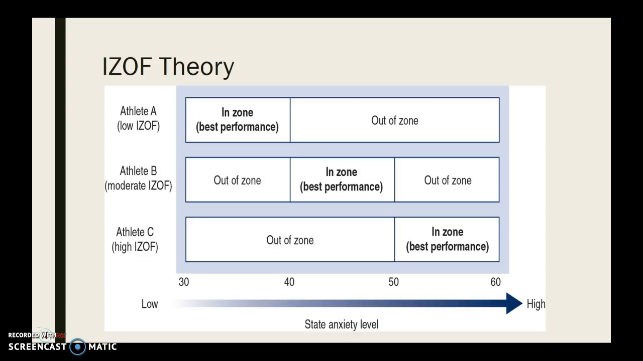And one example of a strategy for cognitive is the use of visualization. This is a process of making a mental image of what the athlete wants to happen or to feel, such as scoring a goal.